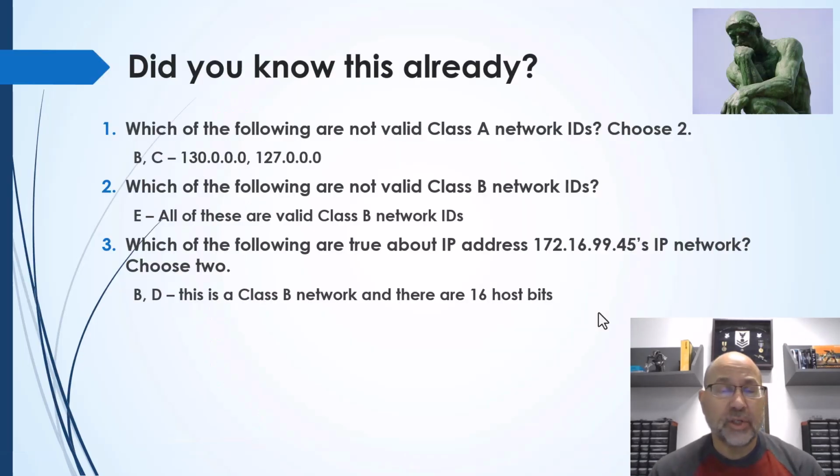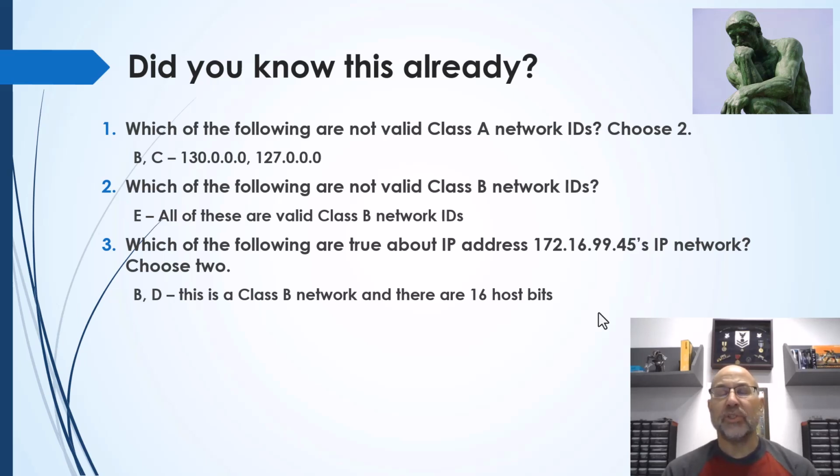Okay, did you know this already? Now we're really well equipped to answer these. Which of the following are not valid Class A network IDs? Choose 2. Both B and C. 130 is not valid because that's in the Class B range, and 127 is loopback, so that's not valid either. Which of the following are not valid Class B network addresses? Well, E, all of the ones in the book are actually valid, so there's nothing wrong with any of them.